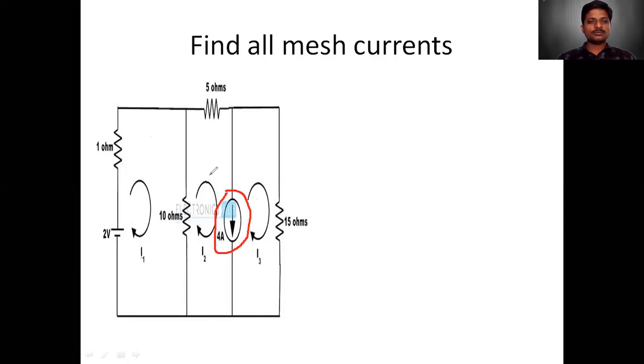Therefore, you have to assume that this loop 1 and loop 2 are the same loops, which means you have to merge them into a single loop, and when two meshes are merged together, you call it a super mesh analysis. If you merge two meshes or three meshes together, then you call it a super mesh.